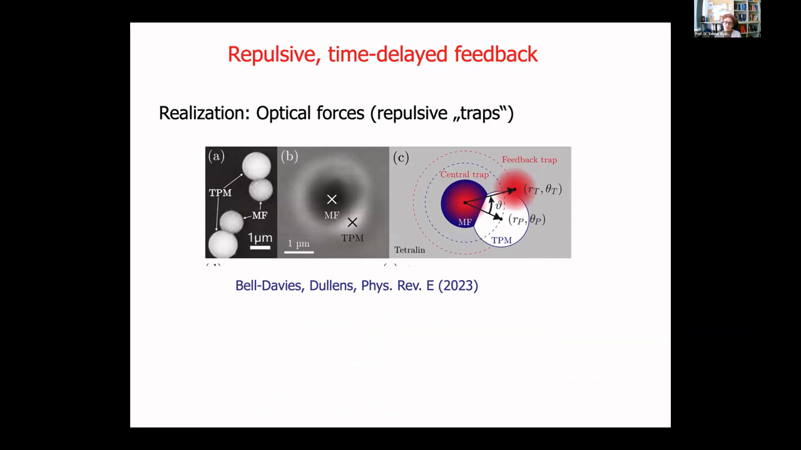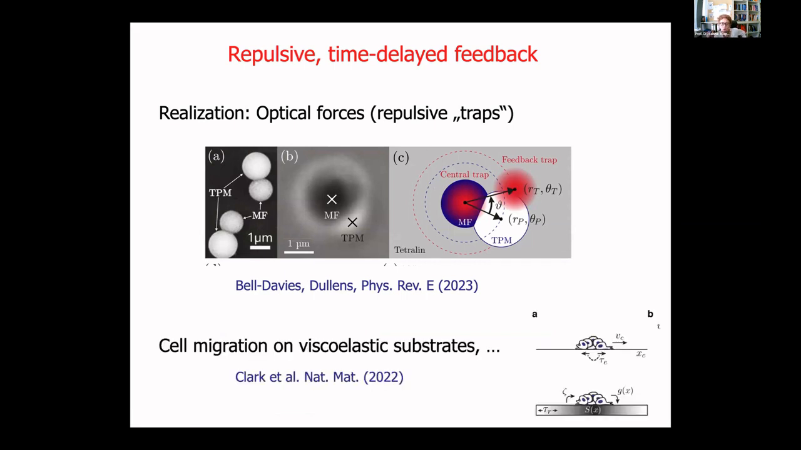And what happens is that this particle circles on a ring, and this red trap here, so to speak, pushes it on the ring. Yeah, so it's a repulsive trap, and this is an example of this setup. Also, more from the biological world, there's an interesting observation on cell migration on a viscoelastic substrate, where it has been shown if the cells move on the substrate, they actually deform it.